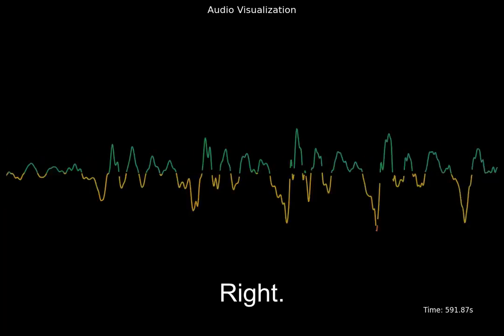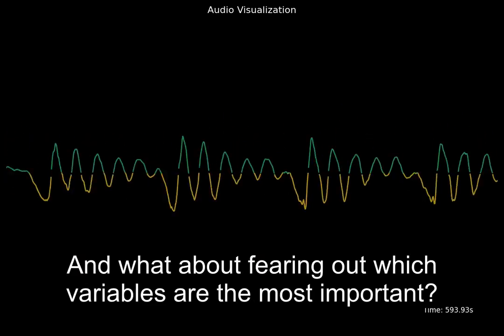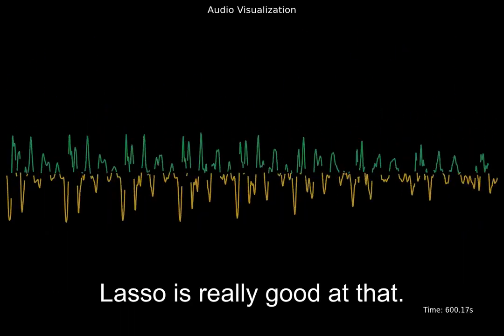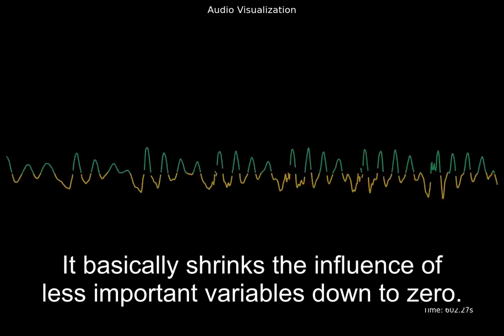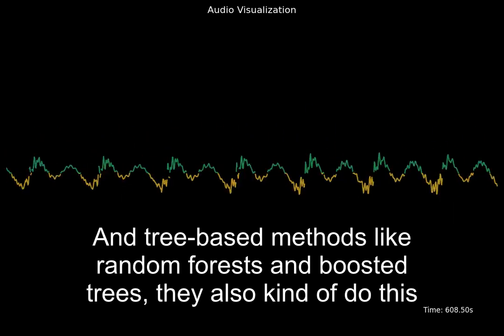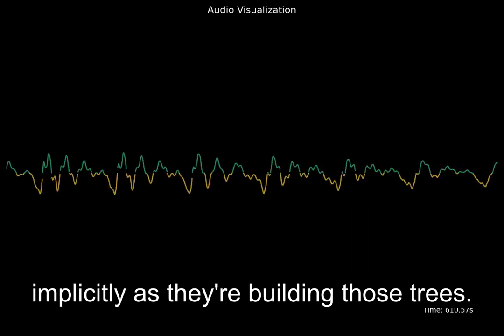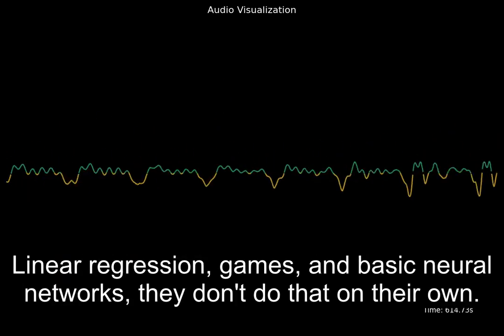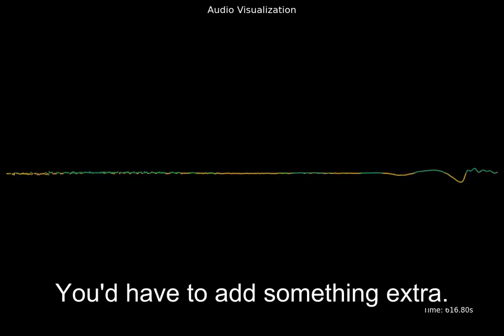Right. And what about figuring out which variables are the most important? Does DML do that for us automatically? Some methods do. Lasso is really good at that. It basically shrinks the influence of less important variables down to zero. And tree-based methods like random forests and boosted trees also kind of do this implicitly as they're building those trees. Linear regression, GAMs, and basic neural networks don't do that on their own. You'd have to add something extra.